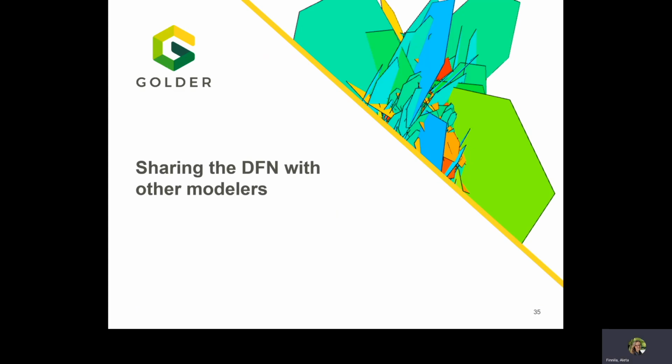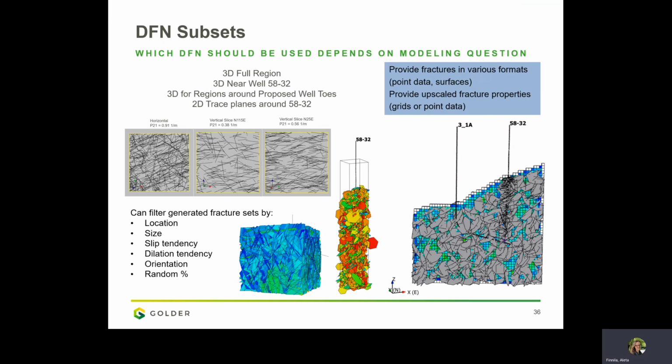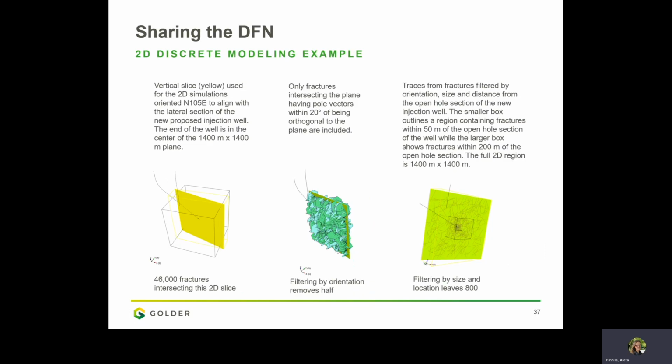Which leads me to how we can share these DFNs with other modelers, both within our team and with the external community. This is the slide that I showed previously, where you need to first ask yourself, what's the question you're trying to address? And are you working in 3D or 2D? Do you want the actual discrete fractures, or are you working in a continuum model where you just want upscaled fractures? So there are many questions to be asked before you say which DFN do I want and what subset perhaps do I need of it. I'll go through an example here.